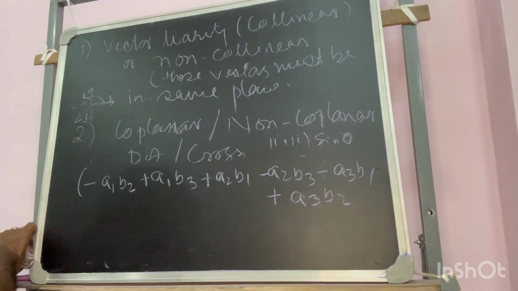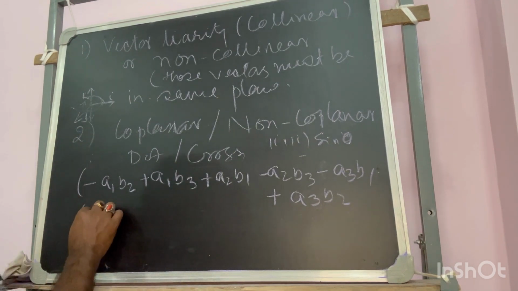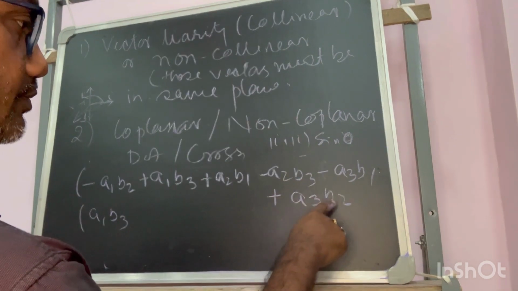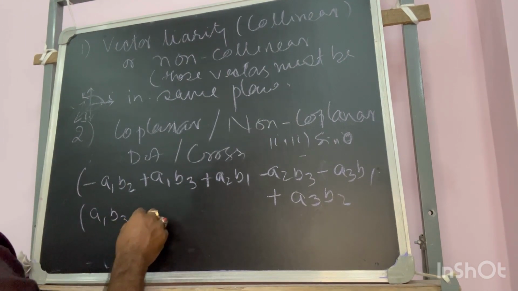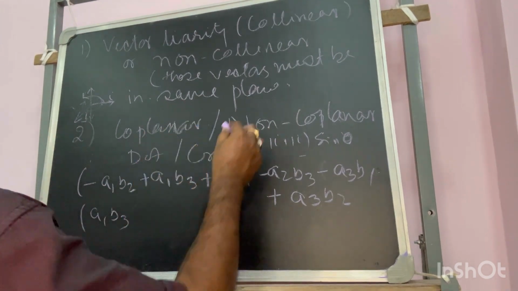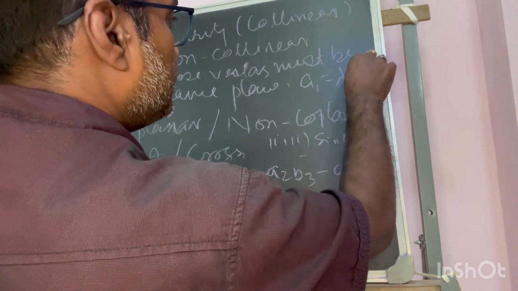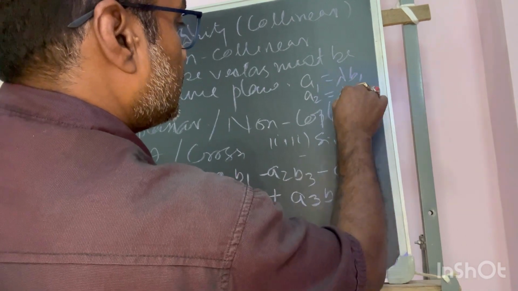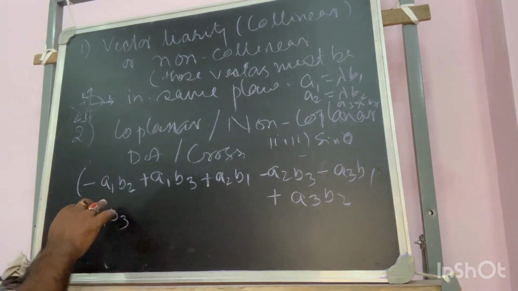Now arranging this all together, this will be A1 B3 minus A1 B3 minus. And the relation that I have got, A1 is equal to lambda B1, A2 is equal to lambda B2, and A3 is equal to lambda B3. Okay, so this will be like that.